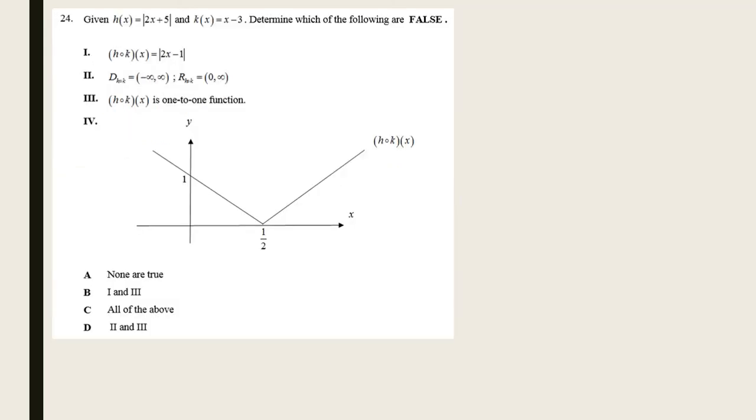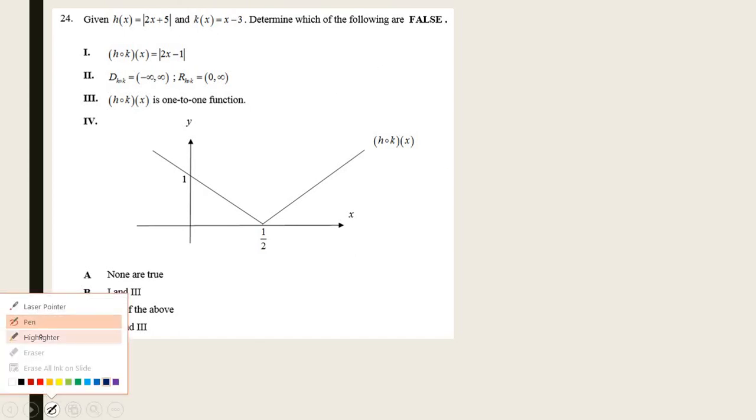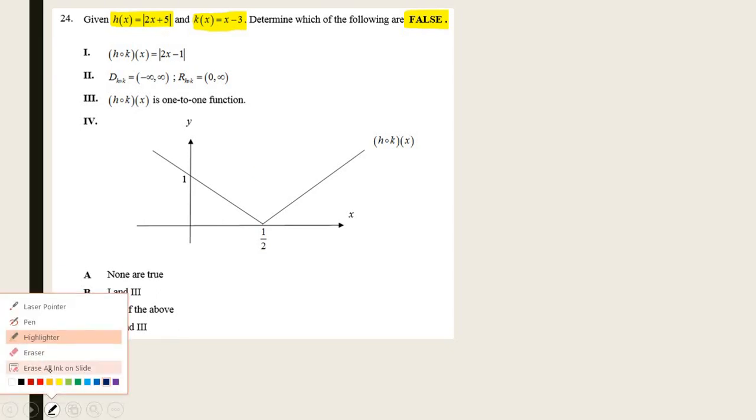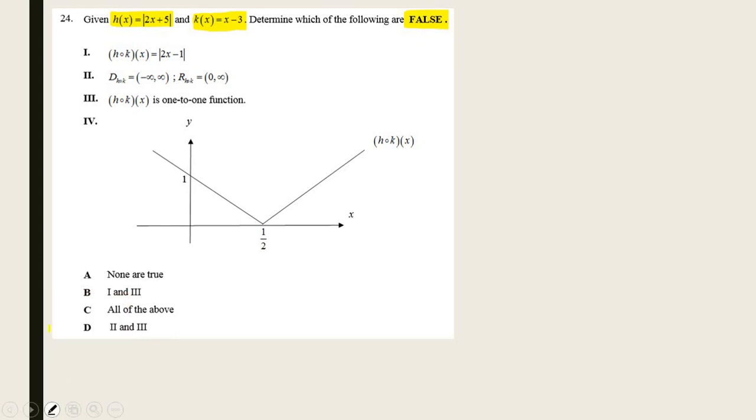Okay, so the next one for question number 24. The highlight over here is, you are given this equation hx and also kx, and you need to determine which of the following statements are false. Remember that we want to check for the false statement over here, not the correct statement. Because we want to check for h composite k, we will do the composite function first.